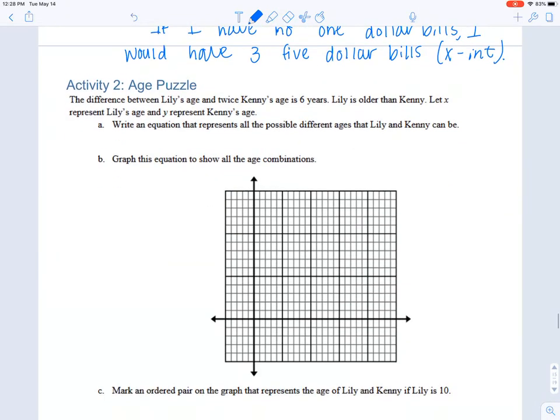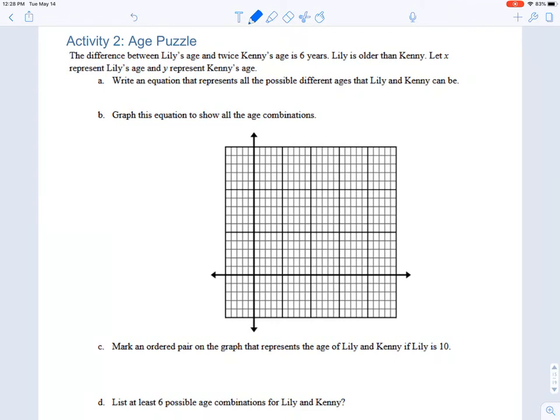Okay, our second activity is the age puzzle. Now, this says the difference between Lily's age and twice Kenny's age is 6 years. We know if we're doubling Kenny's age, we're going to multiply his age by 2, so that's going to be important. Lily is older than Kenny. Let x represent Lily's age and y represent Kenny's age. Write an equation that represents all the possible different ages that Lily and Kenny can be.